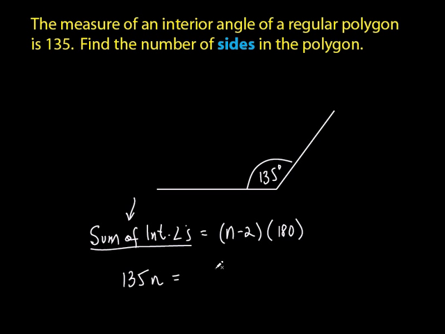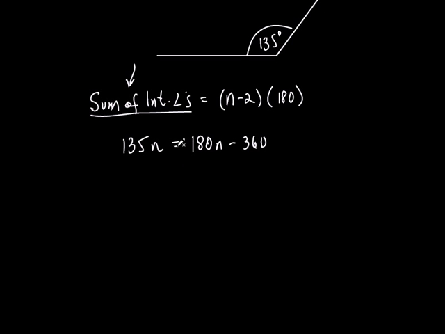And so now what we're going to do is solve for n. Well, I would distribute the 180 through here, so you'd get 180n minus 2 times 180, which is 360. And now we go ahead and solve. Let's do the math real quick. We subtract 135n from both sides to put it over here.